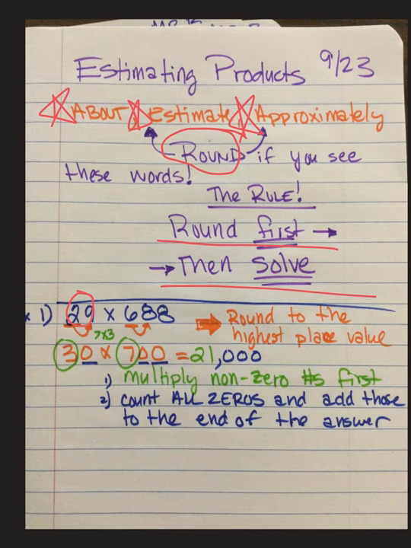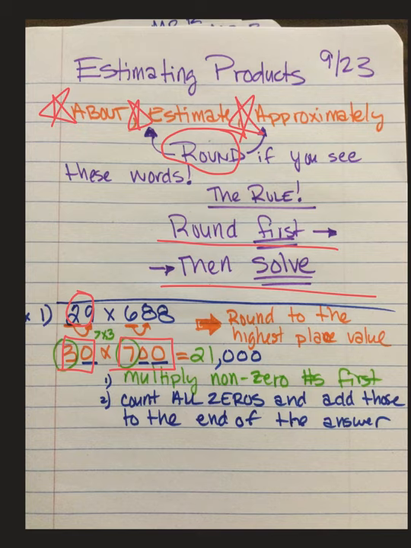And then for 688, the highest place value is the 100. So we'll round to that spot. Is 688 closer to 600 or 700? And there you can kind of see I have my two numbers I've rounded, 30 times 700. Now here's where it comes real easy when you're dealing with the zeros, right? The first thing you want to do is circle the numbers that are not zeros. So in this case, it's 7 and 3. I just multiply those. That's a simple math fact from 4th grade, right? 7 times 3 is 21.